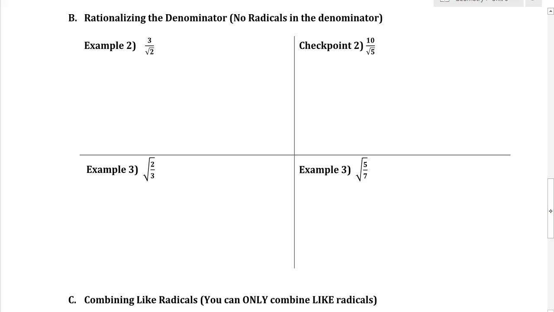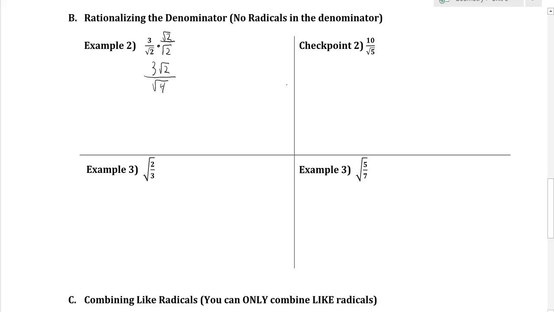Rationalizing the denominator. You can't leave square roots on the bottom of the fraction. No radicals in the denominator. And so we're going to multiply by the square root of 2 over the square root of 2. Multiplying fractions ain't no problem. Top times the top and bottom times the bottom.